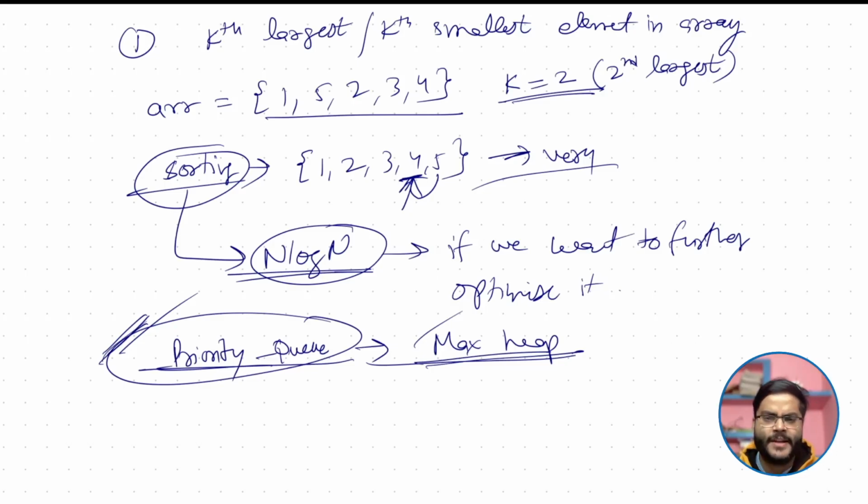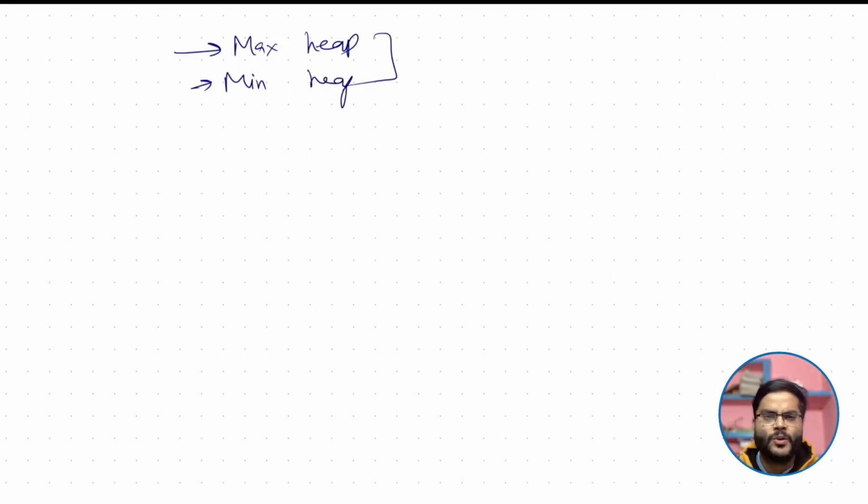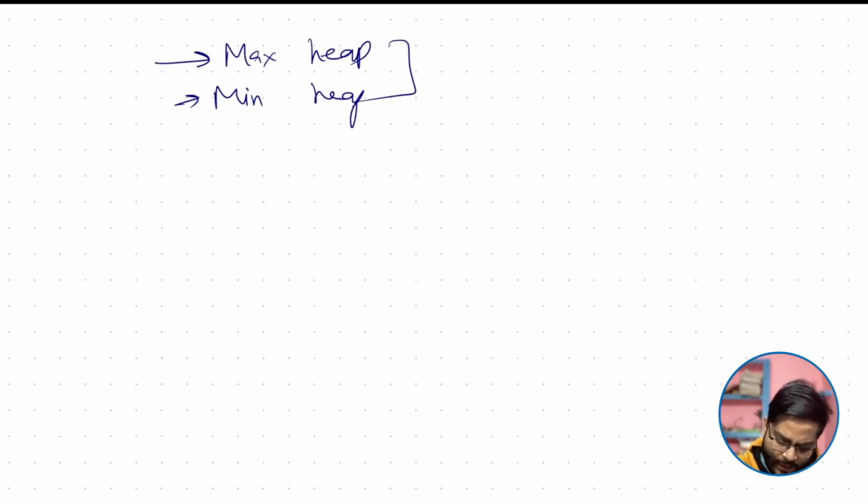So we can think of priority queue, right? That means we can think of max heap. So how can we think of this? If we want to find kth largest using a heap, we can do it using max heap as well as min heap. So we can do both ways. Now, how can we do it using max heap?